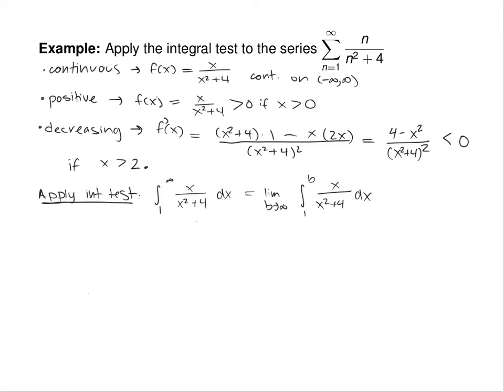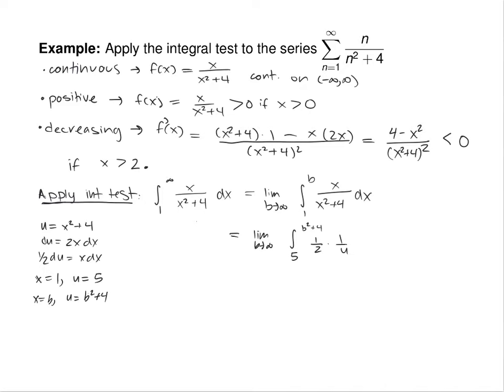All right. So would you feel more comfortable if I did a substitution? Because I don't mind. So what would you let u equal? x squared plus 4. Okay. And then du is 2x dx, so we'll put in half du was x dx. If x is 1, what's u? 5. And if x is b, what's u? b squared plus 4. Okay, you have to do that as well. So you have the limit, b goes to infinity, integral from 5 to b squared plus 4, and I think that's just 1/2 times 1 over u du.